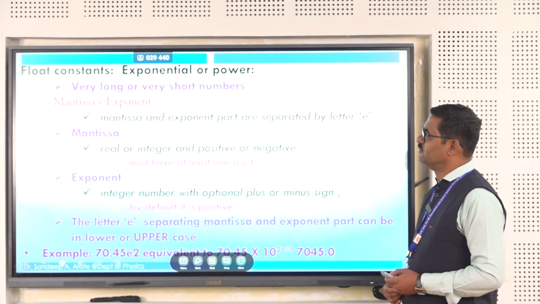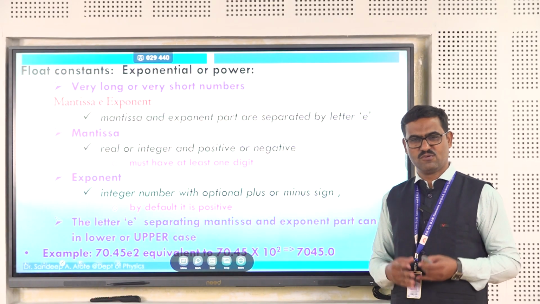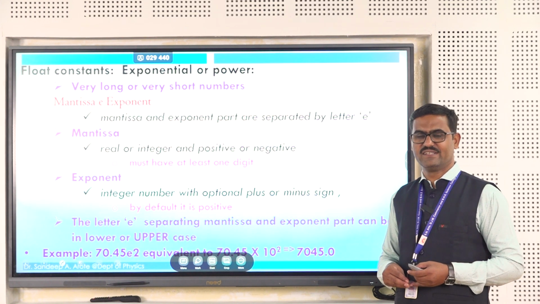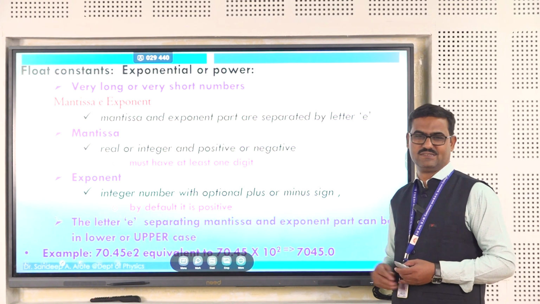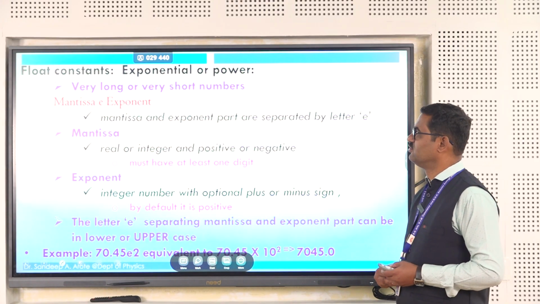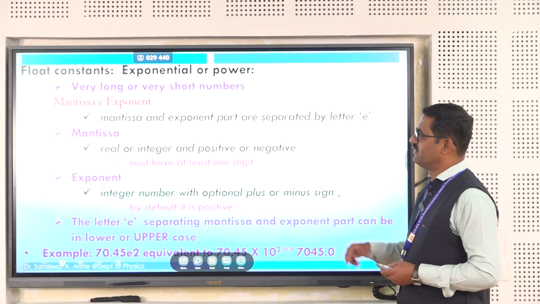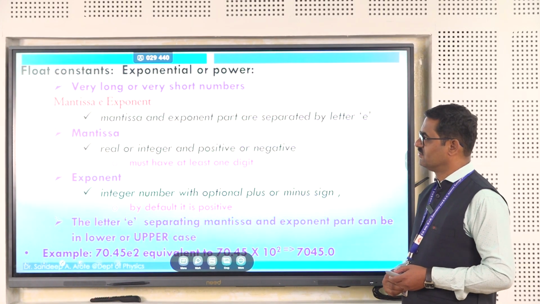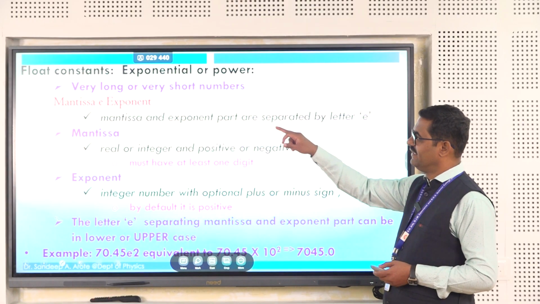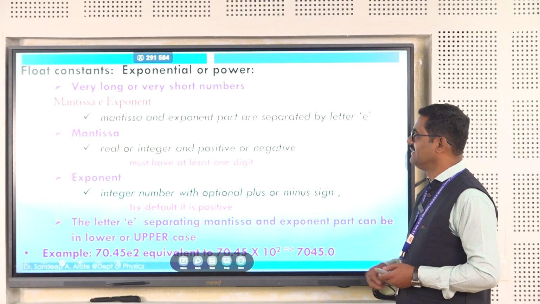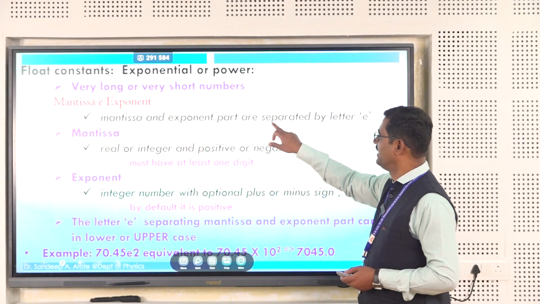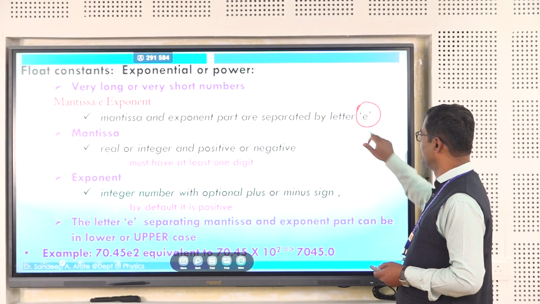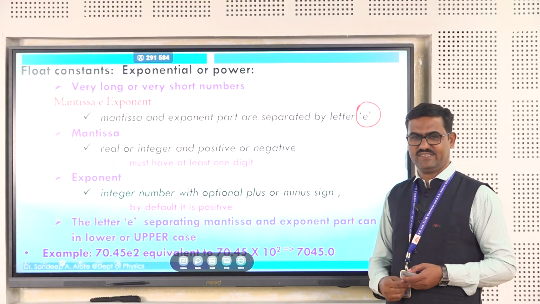Now, you can define a very large or very small number as a float number, but for that a new advanced technique is used, that is known as exponential or power notation. So, a very long or very short number can be written as a float constant. The syntax is mantissa, e and exponent. The mantissa and exponent parts are separated by the letter e. This is very important, and what does this e represent? This represents a power of 10.